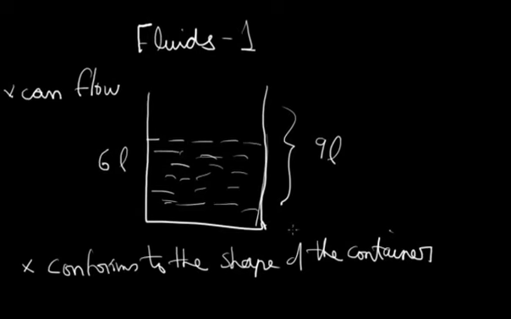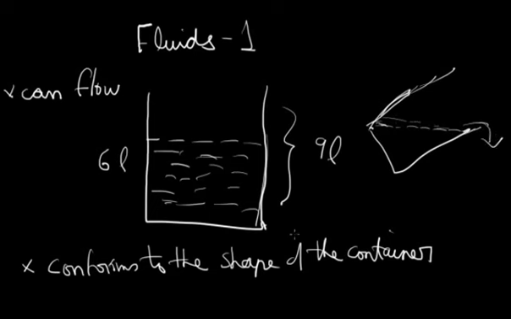This simply means that it doesn't have a particular shape. Now, if you tilt this container something like this, it simply means that the fluid will actually take a shape like this. And of course, if you further tilt it, it is going to flow out. Now, what does it mean?